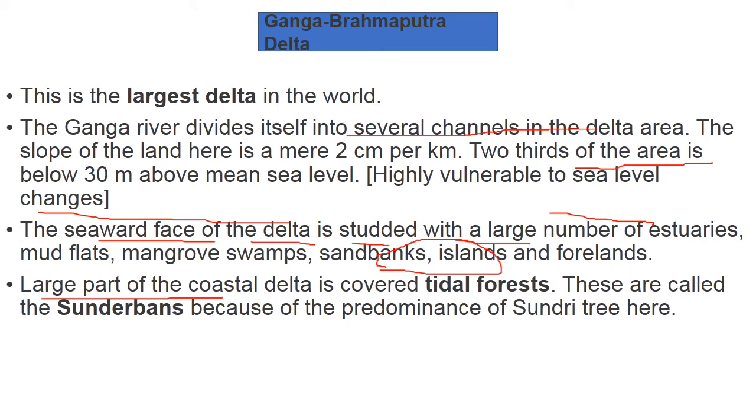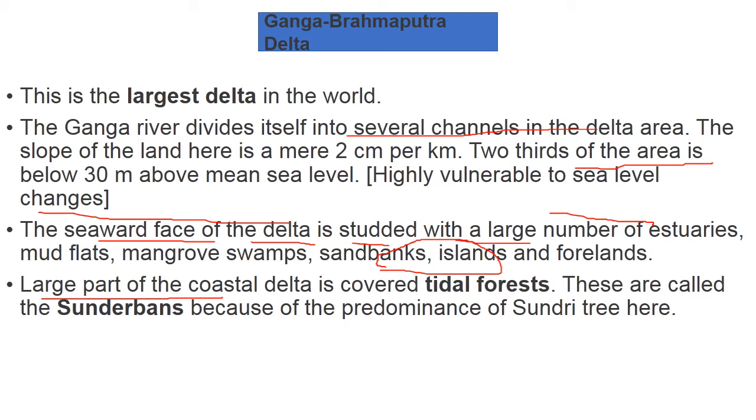Ganga-Brahmaputra Delta. This is the very eastern part of this plain region. It falls into Assam. So this is the largest delta in the world, of the Ganga and Brahmaputra. Mostly West Bengal, then some part of Bihar, and the country Bangladesh, are part of this river's delta. The Ganga River divides itself into several channels in the delta area.